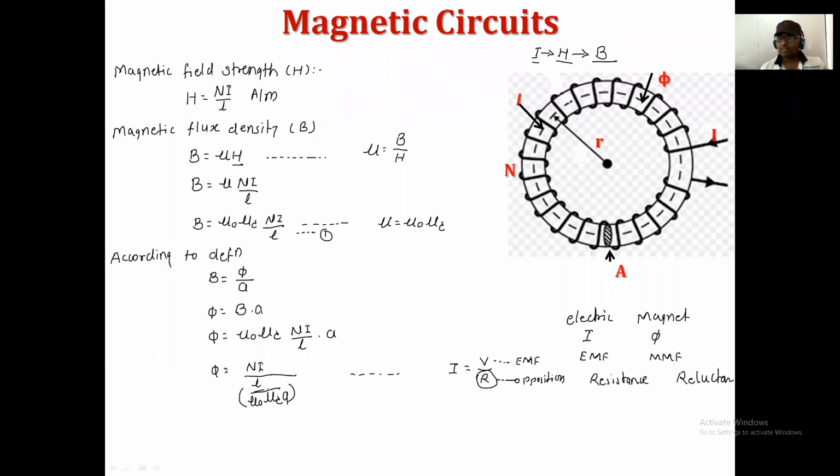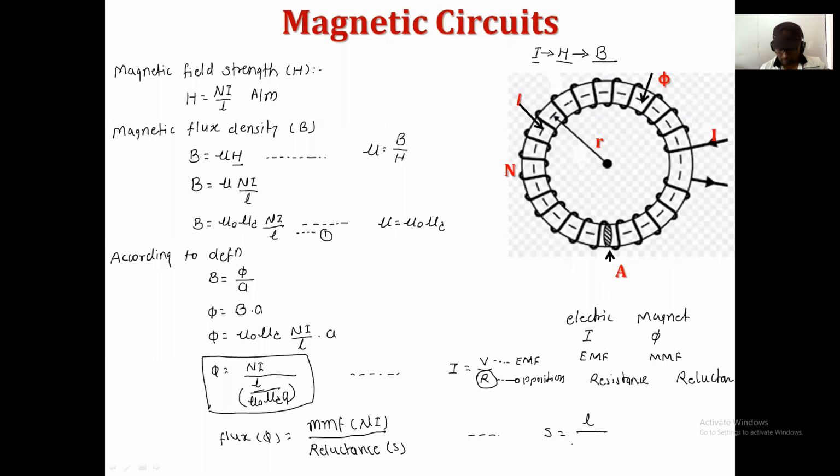So can I say that for our understanding, this is nothing but Ohm's law in the magnetic circuit? I can also write it like that: flux phi is equal to MMF, Ni, upon the opposing part, that is the denominator part, we call it reluctance. And this reluctance can be denoted by the letter S, where S is equal to L upon mu 0 mu r A.